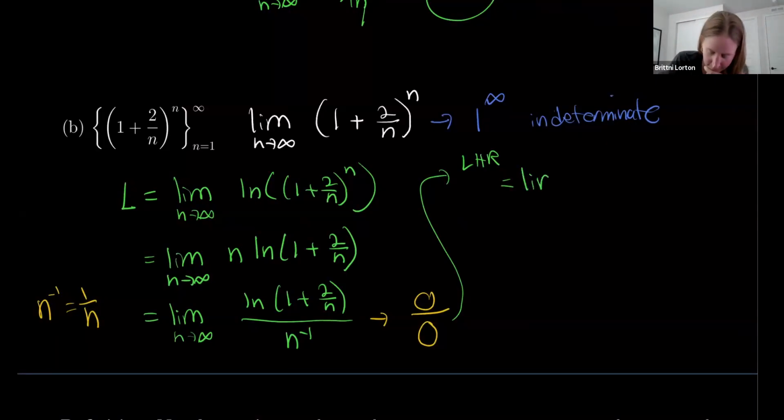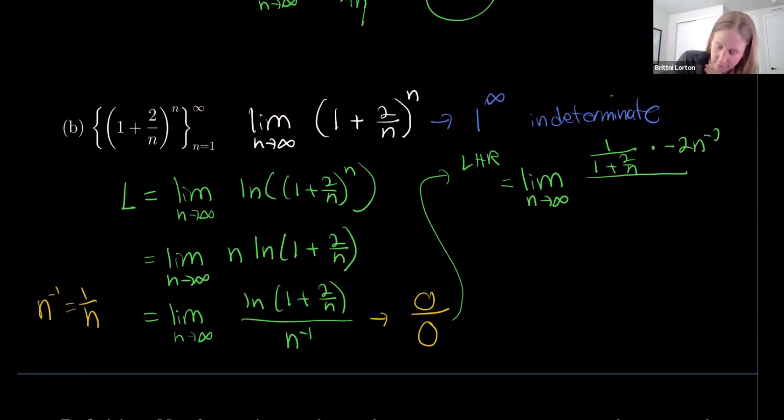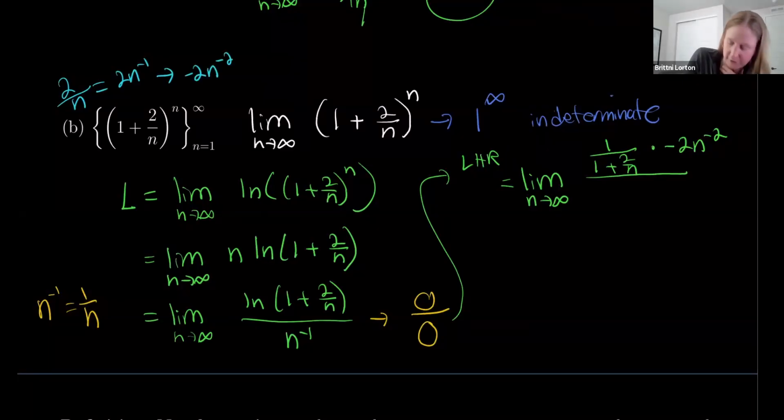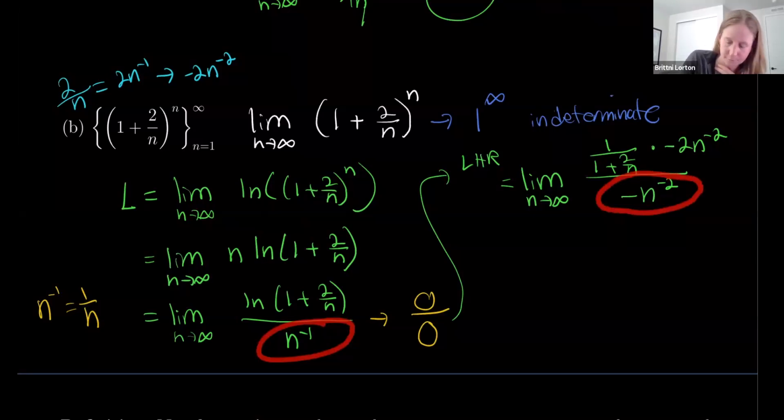All right, so then this is going to become the limit as n goes to infinity of, I get to do the derivative of the top and bottom separately. So the derivative of ln, don't forget the chain rule. Okay, I have that written down, but maybe I should remind you. 2 over n is 2n to the -1, and then I brought the -1 down and subtracted 1 from the power. Okay, and then the derivative of the bottom separately, let me highlight that if you guys are watching that, n to the -1, I bring the power down, subtract 1 from the power.